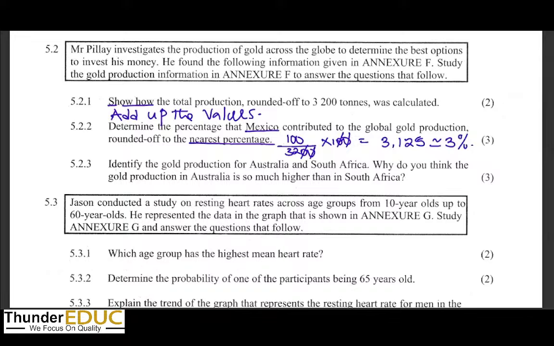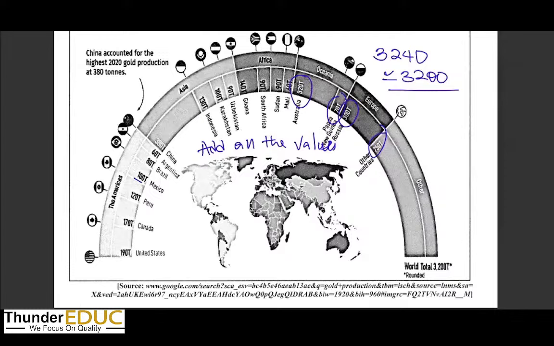Identify the gold production for Australia and South Africa. And why do you think the gold production in Australia is so much higher than South Africa? Australia, we come here, look for Australia. It's this 320, and South Africa is 90.